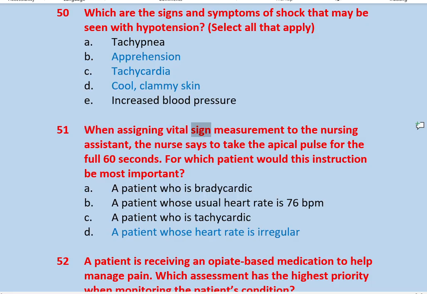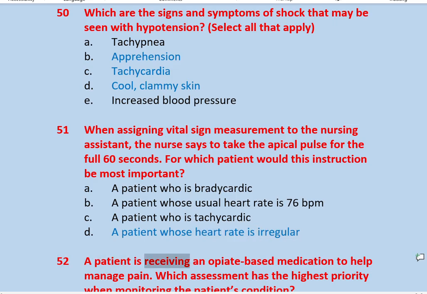51. When assigning vital sign measurement to the nursing assistant, the nurse says to take the apical pulse for the full 60 seconds. For which patient would this instruction be most important? A. A patient who is bradycardic. B. A patient whose usual heart rate is 76 bpm. C. A patient who is tachycardic. D. A patient whose heart rate is irregular.